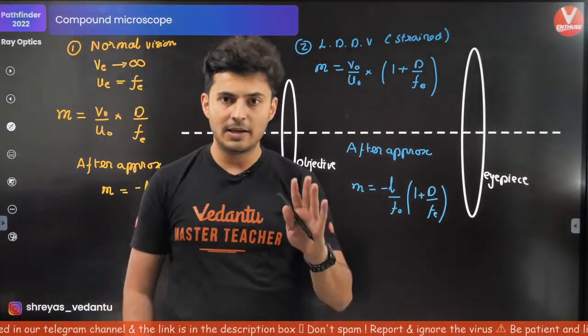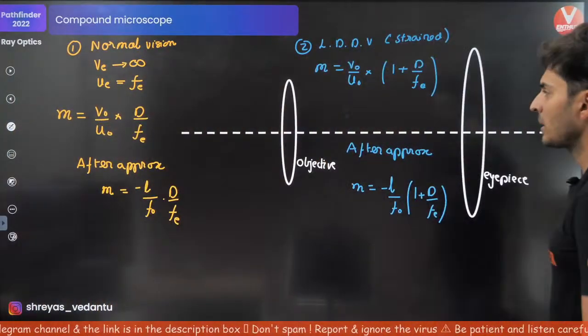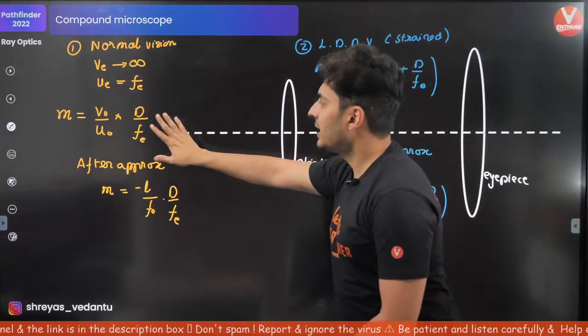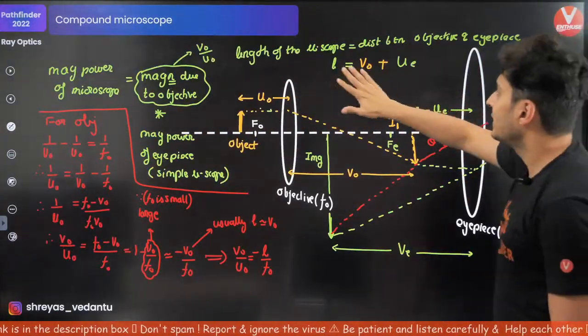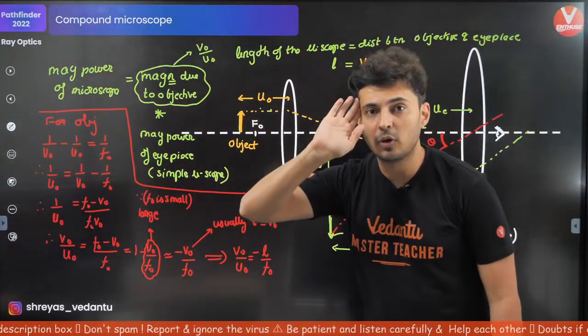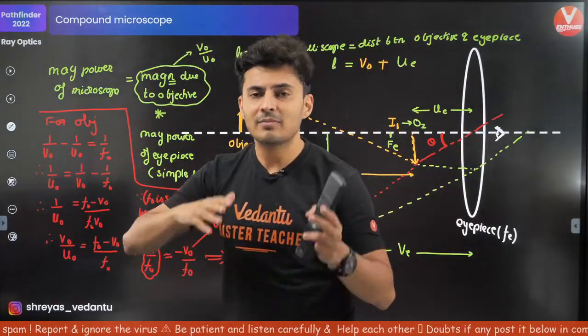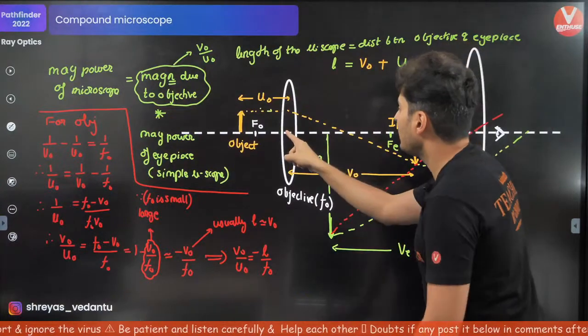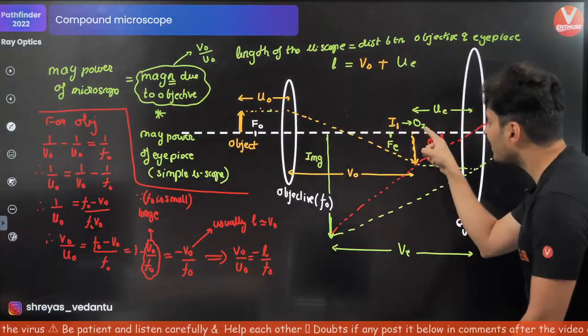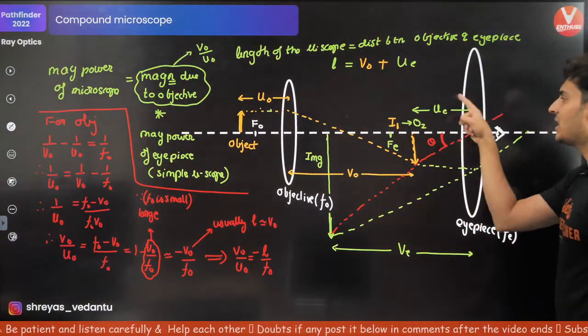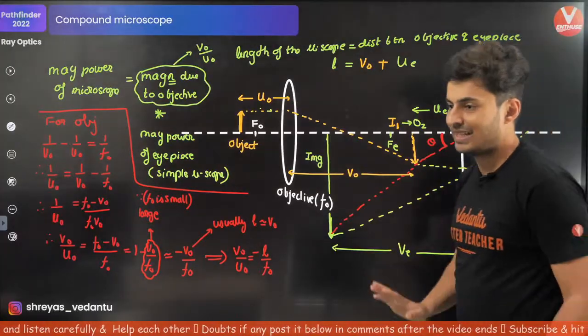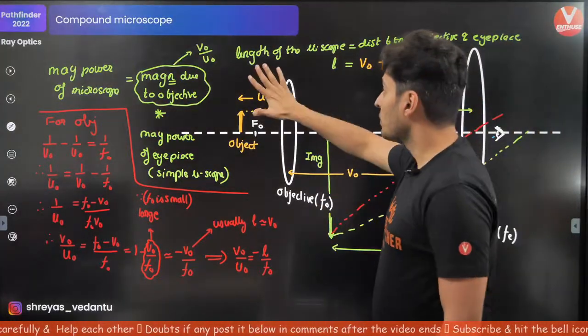This is all that is there in the microscope's ray diagram. The main thing you should know is the length, but you don't have to remember the formula. Sir, was it VE by U plus UE? Was it UO plus VE? Nah, think logically. It will be the image distance from the objective plus, from here you measure it, the object distance for the eyepiece. That's it. Number one. Number two, what you should remember?